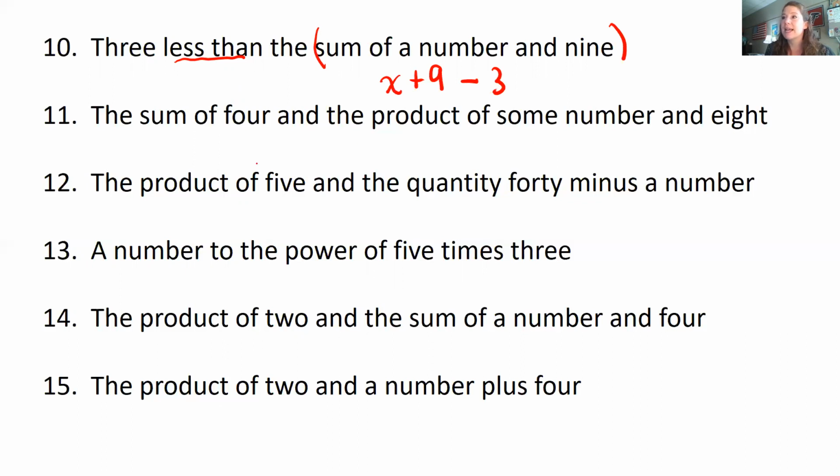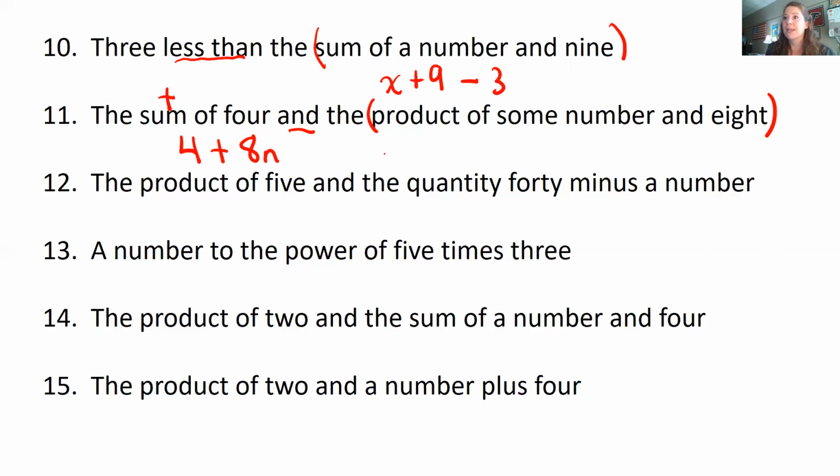Number 11, the sum of 4 and what? The sum, that means addition. The sum of 4, so I'm going to start with 4 plus. The sum of 4 and, here we go, the product of some number and 8. The product of some number and 8. So that just means 8 times a variable, right? So there we go. The sum of 4 and the product of some number and 8.